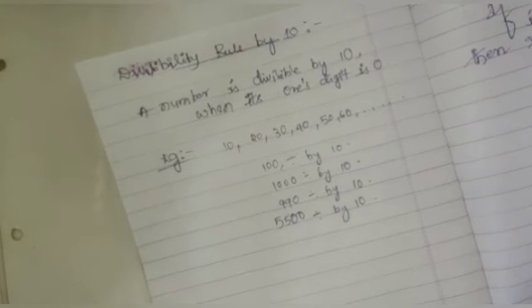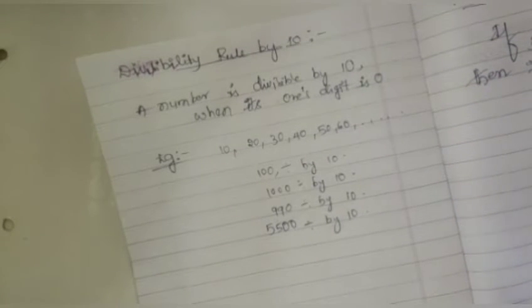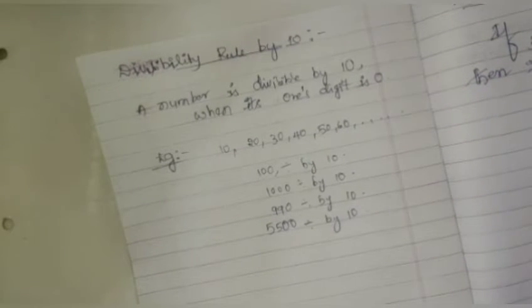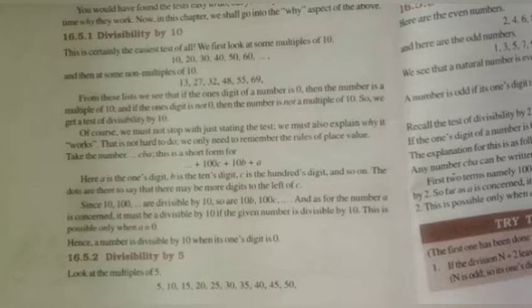Is this clear to all children? Yes. So next we have the divisibility rule by 5. According to divisibility by 5, look at the multiples of 5. So this is 5 ones are 5, 5 twos are 10, 5 threes are 15, 5 fours are 20, 5 fives are 25, 5 sixes are 30, 5 sevens are 35, 5 eights are 40, 5 nines are 45, and 5 tens are 50. Right?